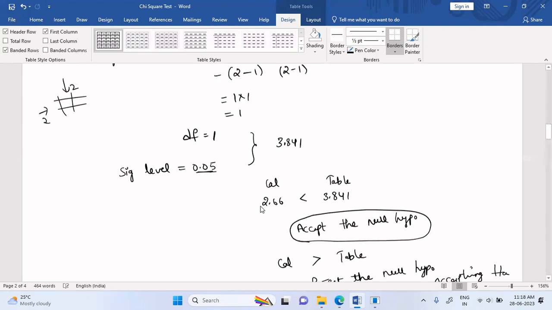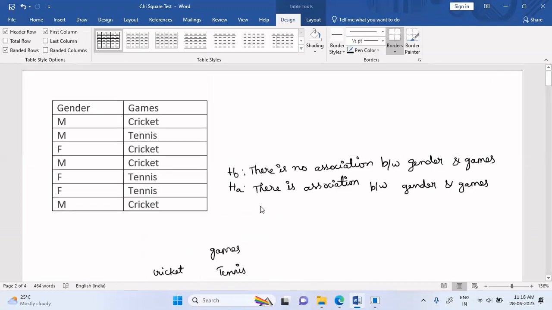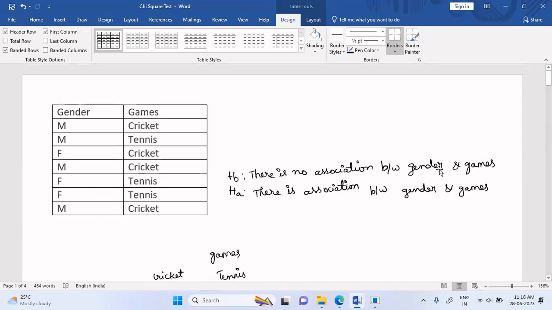What is our null hypothesis? There is no association between the gender and the games. So gender and games, there is no association between them. Like this way, we will calculate whether there is any association between the two categorical variables.